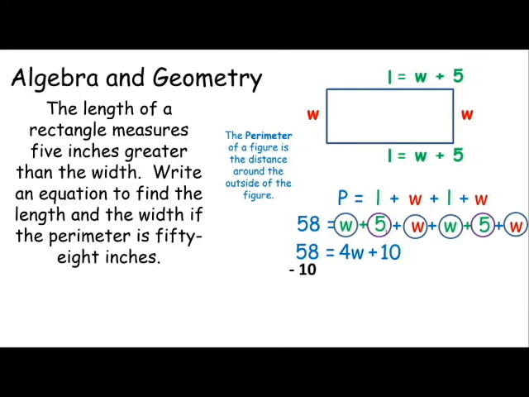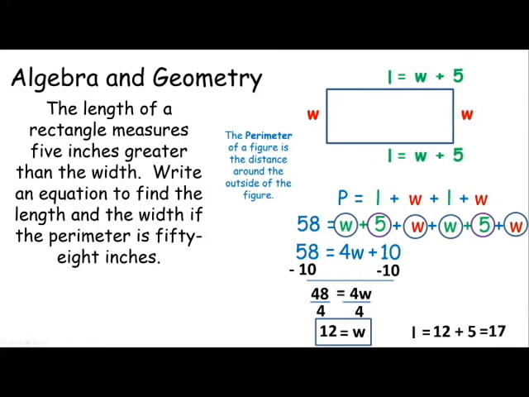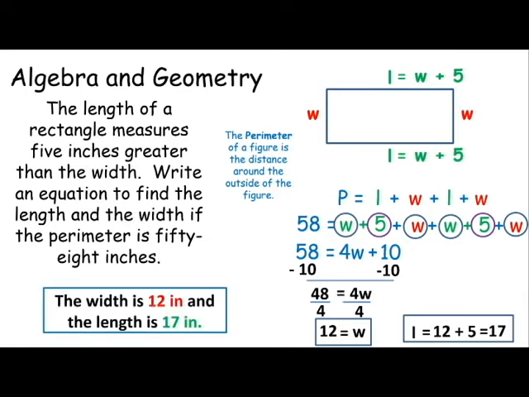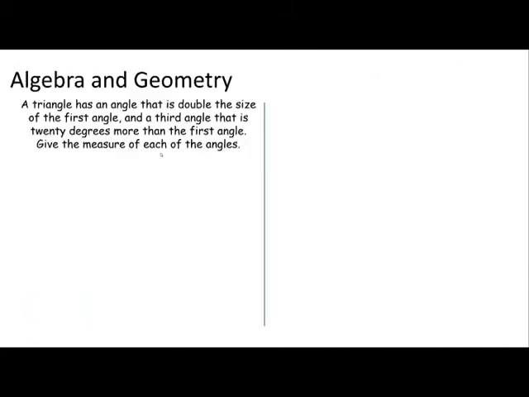And I can solve this using the properties of equality. And I get that W is 12. In other words, if my width is 12, my length is 12 plus 5, which is 17, which means my width is 12 inches and my length is 17 inches.